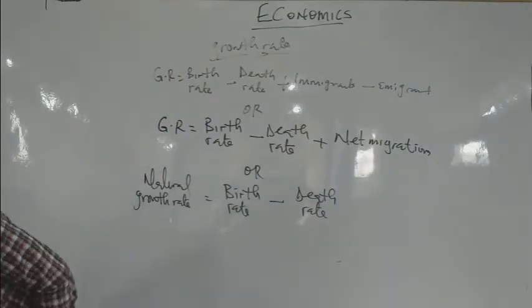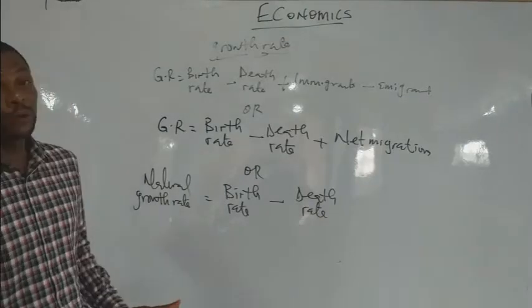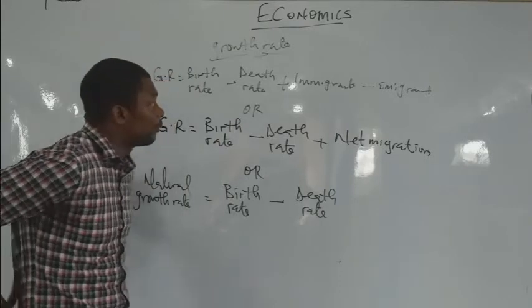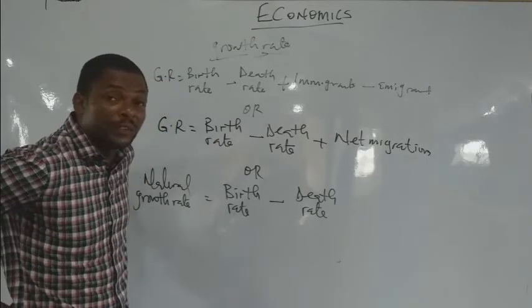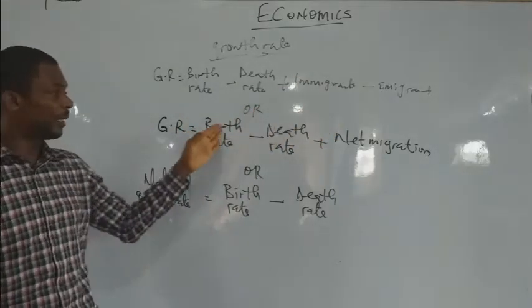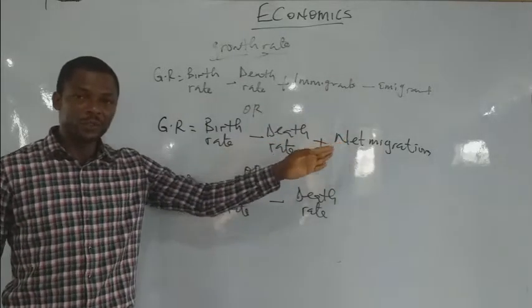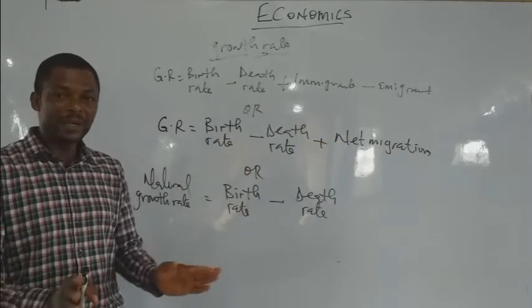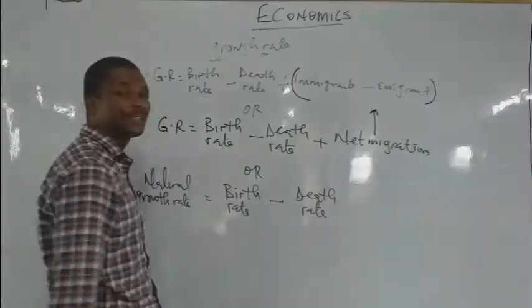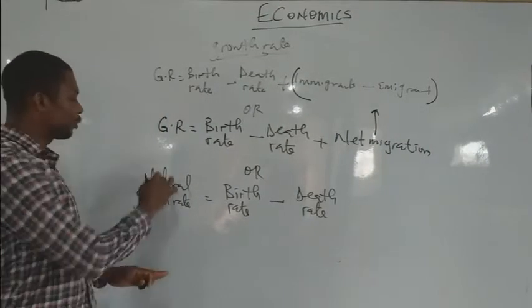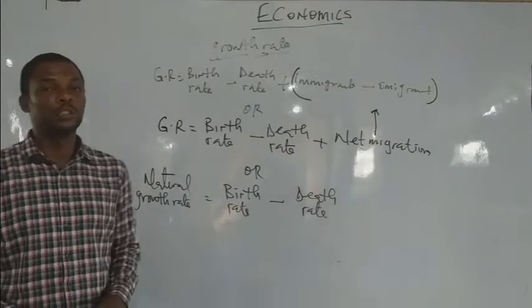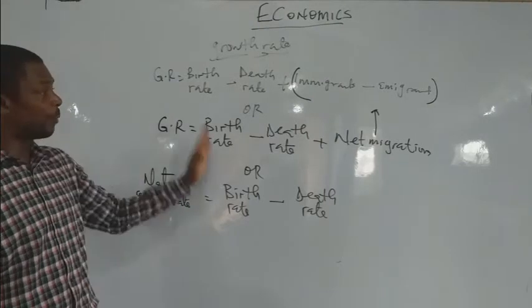Okay, so in this case now, we have defined growth rate as the rate at which population multiplies itself. We have looked at the formulas: birth rate minus death rate plus immigrants minus emigrants, or birth rate minus death rate plus net migration. So what is net migration? Simply defined as the difference between immigrants and emigrants. Then natural growth rate is what? Just your birth rate minus the death rate. So it depends on the context in which you are defining it. So these are the formulas that we have.